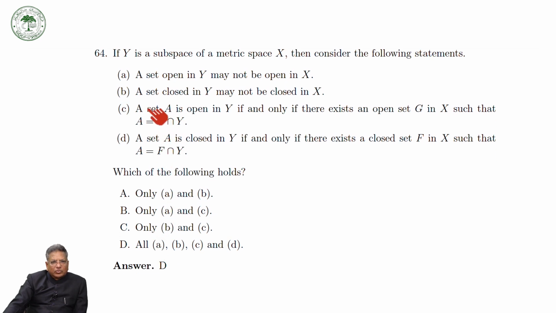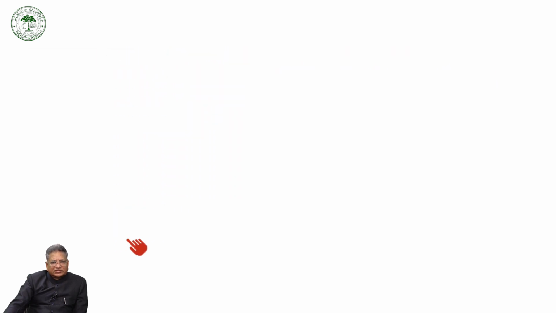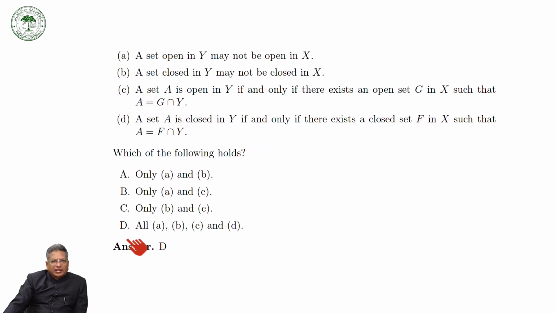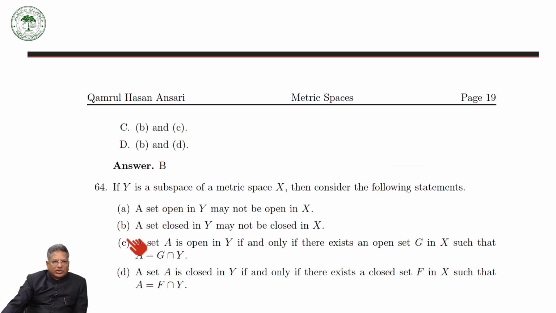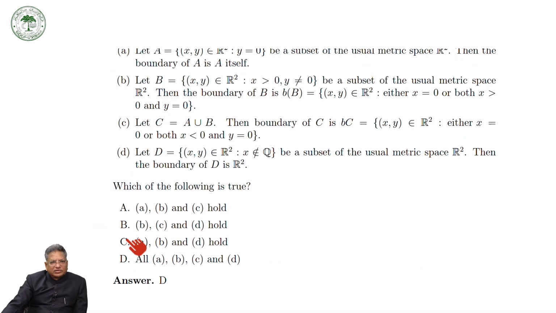C and D are true, and this, a set open in Y may not be open in X, is true. A set closed in Y may not be closed in X. So all our statements are true. So A, B, C, D are all correct. So the D statement is okay. So these are the exercises, the MCQs related to chapter 1 which we have considered so far.